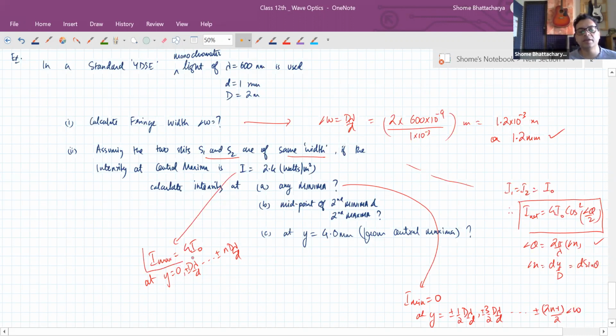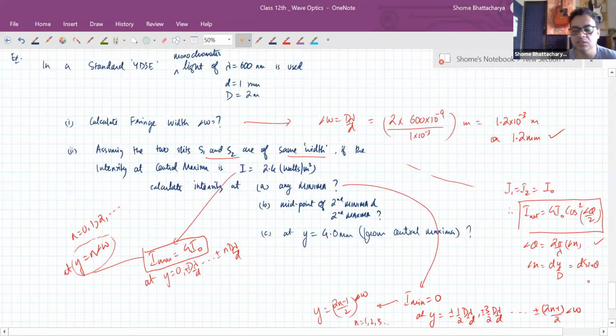So maximas of 4 I naught will be located at y equal to n times the fringe width, where n is equal to 0, 1, 2, like this. And minimas are similarly going to be located at y equal to plus minus 2n minus 1 by 2 times the fringe width, and here n starts from 1, 2 onwards. That is why we generally take it as 2n minus 1, because there is no such thing as 0th minima. So our index n should not start from 0 for the minima, it should start from 1. The first minima is located symmetrically above and below, the second minima where it becomes 3 by 2 lambda, like that.